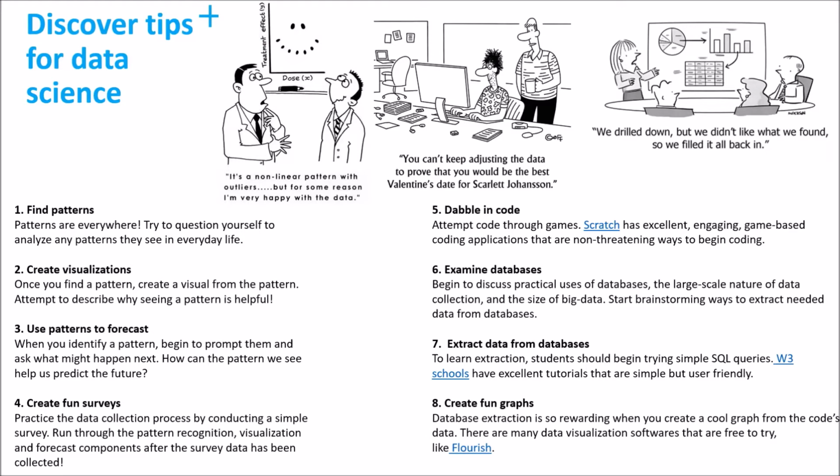How can we make this data structured and then forecast for the different industries people are working for? And then there are various fun elements associated with the data. This is about the guys saying it's a non-linear pattern with outliers, but for some reason, I'm very happy with the data. They are not getting the data in a structured format, but he's happy with the data.